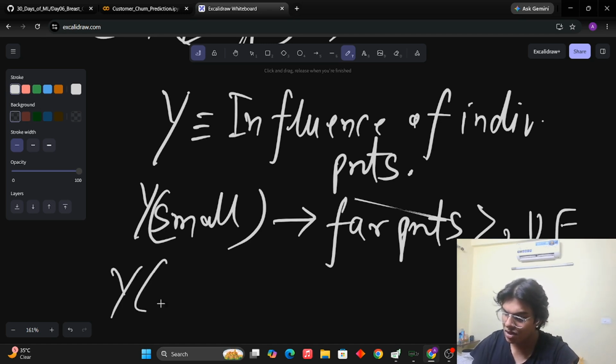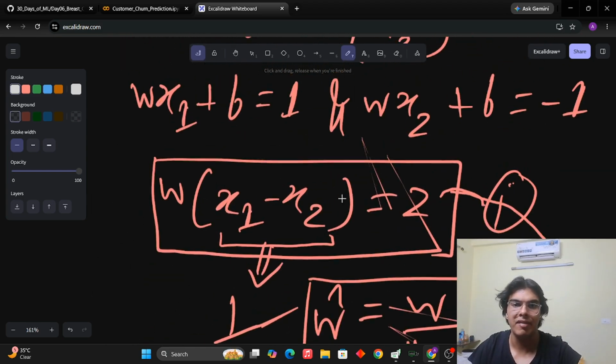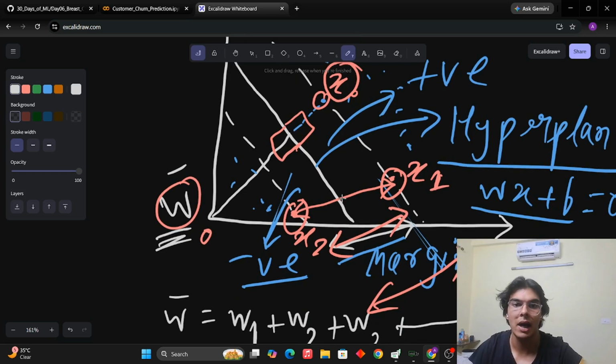If the gamma values are large, conversely, the near points are going to have more influence. There will be an overfitting risk, and the decision boundaries will be very sharp. So by far and near points, I mean nothing but the points which are close and far to the hyperplane.